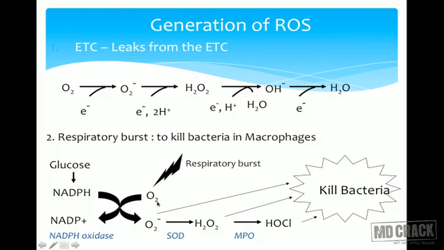Killing of bacteria is something which every macrophage has to do. Whatever bacteria has been opsonized, it has to kill it. So during this, all these have to be formed, but they may leak out. That is the main problem with this. So these reactive oxygen species may leak out.